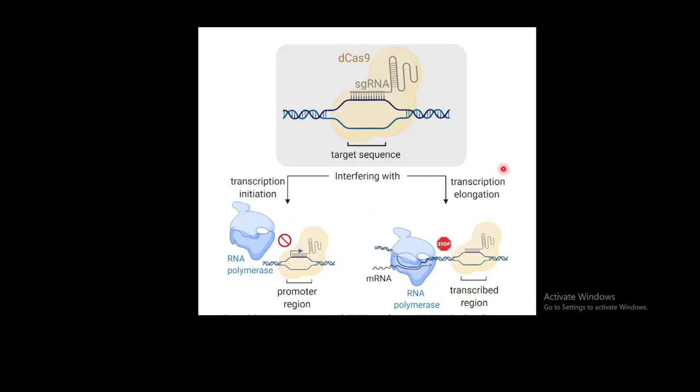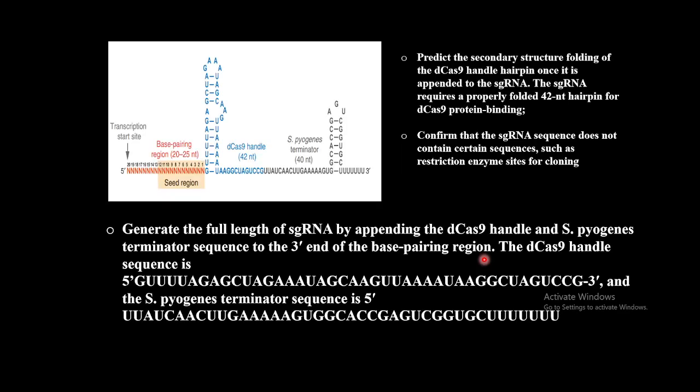This is the same thing basically. So here you can understand, this is the sgRNA, and if it is binding to the promoter region, then the RNA polymerase cannot bind to the promoter region, and therefore the transcription initiation is going to be blocked. However, if you are designing your sgRNA against the coding region, then in that case this RNA polymerase cannot move, and therefore the elongation of the transcription is going to be blocked.